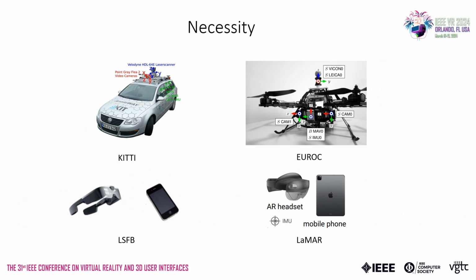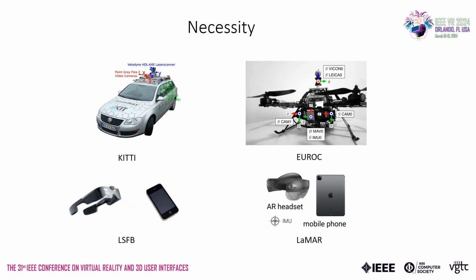Currently, the most widely used visual inertial datasets are KITTI and EuRoC, which are collected by car and MAV respectively. They are not suitable for AR, as AR devices are usually handheld or head-mounted, which have different motion patterns from cars or MAVs. LSFB and LaMAR both collect data with AR glasses and mobile phones for AR, but AR glasses usually adopt global shutter fisheye cameras and high-quality IMUs, whose sensors are different from mobile phones.